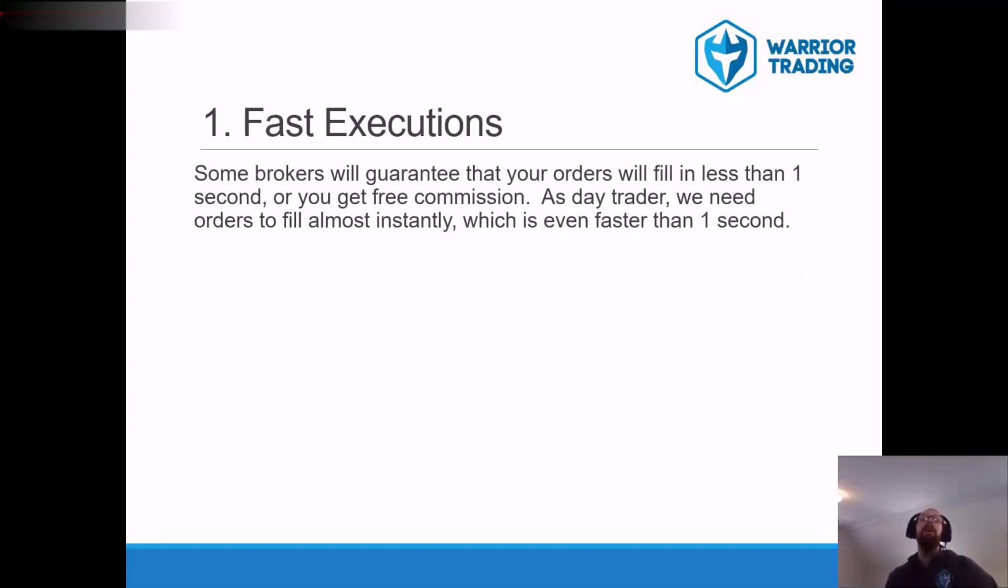All right. Number one, fast executions. Some brokers will guarantee that your orders will fill in 1 second or less, or you get free commissions. I mean, that's fine, but ultimately we want our orders to fill instantly. As soon as you press the buy button, you want the orders to fill. Now, I've realized that there are firms that really cater to day traders and have really quick executions, and then there are firms that just don't. I mean, they're just not as fast. So you need to have a firm that's going to give you really quick executions.